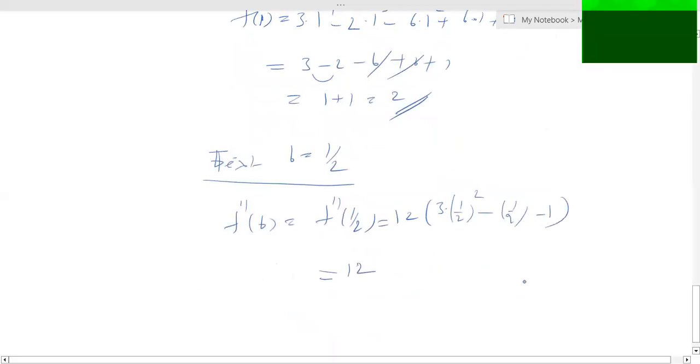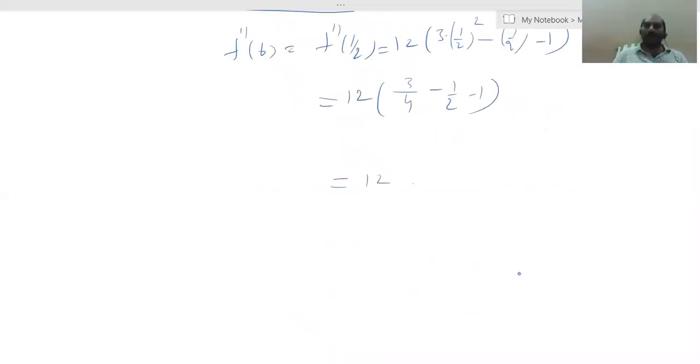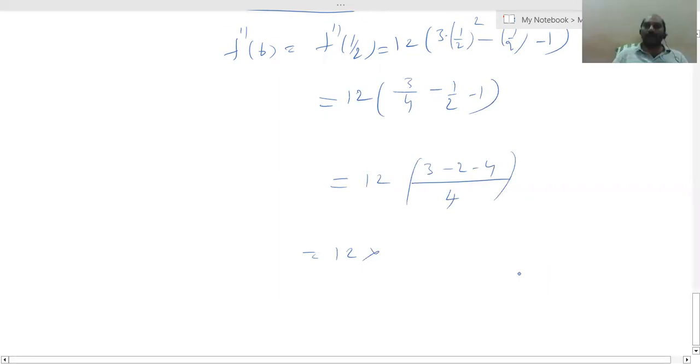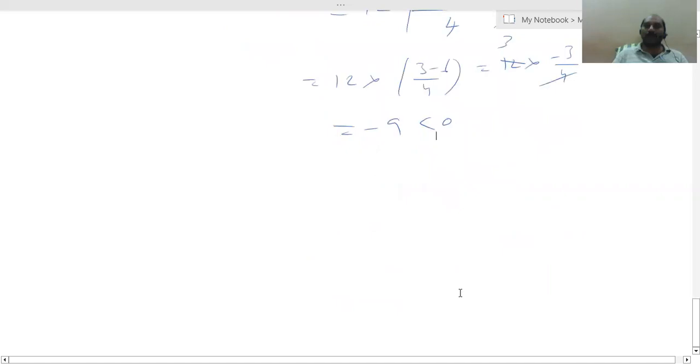Which is equal to 12 times 3 by 4 minus 1 by 2 minus 1. Take LCM 4: 3 minus 2 minus 4. That implies 12 into 3 minus 6 minus 4, 12 into minus 3 by 4, which is equal to minus 9. We get it less than 0. That means at 1 by 2 we have the function's maximum value.